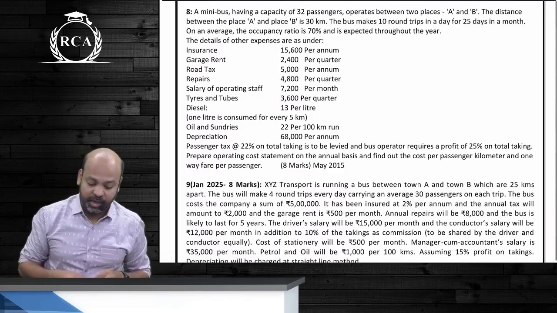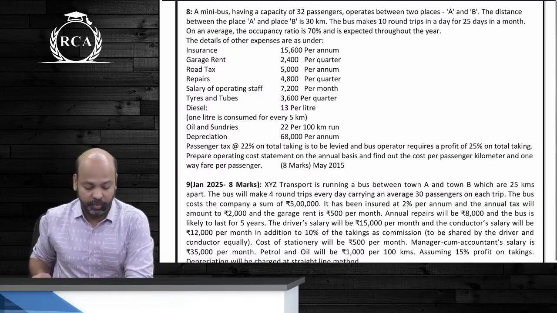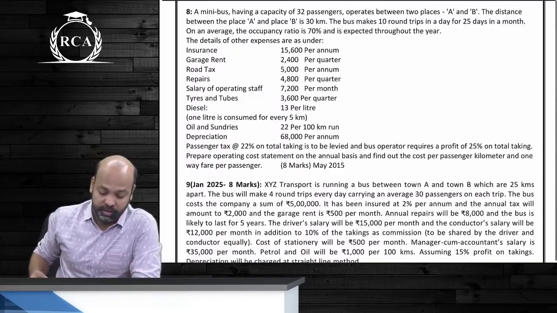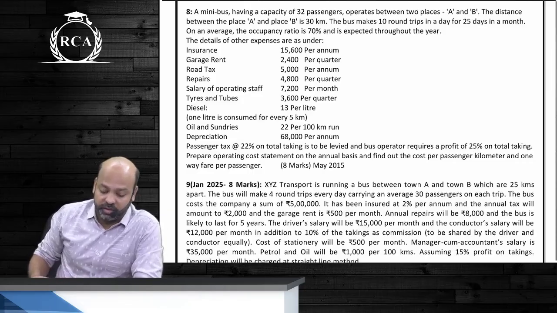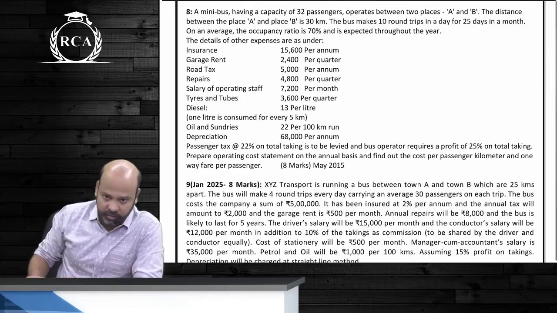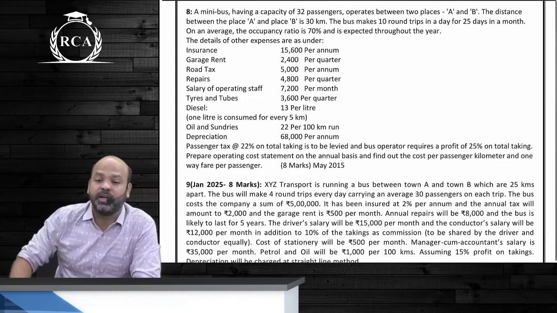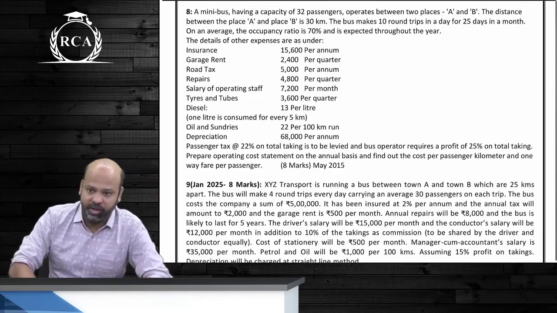8th question. A minibus having a capacity of 32 passengers operates between two places A and B. The distance between these places is 30 kilometers. The bus makes 10 round trips in a day for 25 days in a month. So the distance is 30 kilometers one way, so two ways it will be 60 kilometers. 10 trips in a day means 600 kilometers in a day. The bus is traveling in the city, beta.